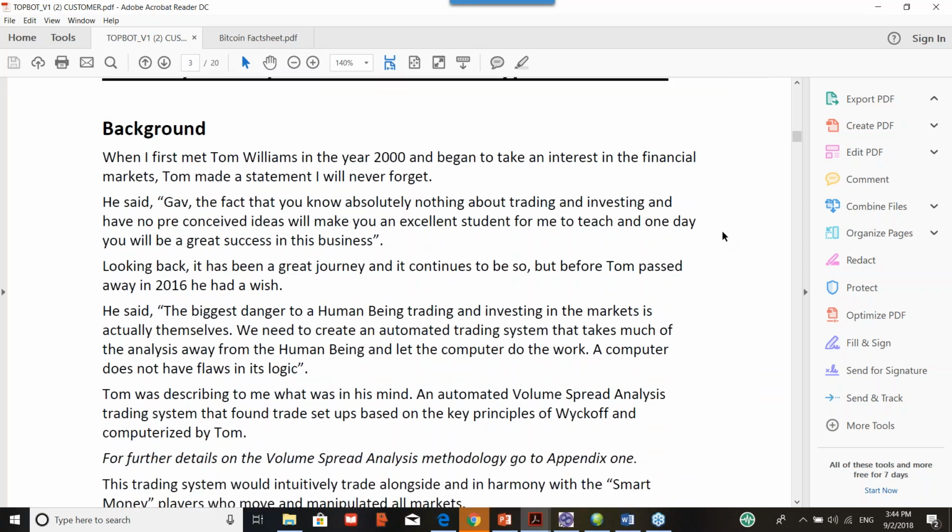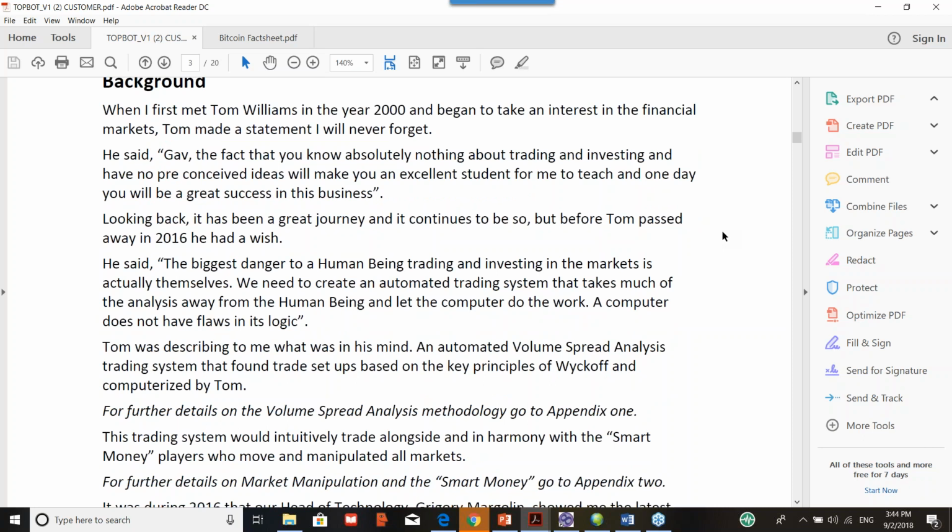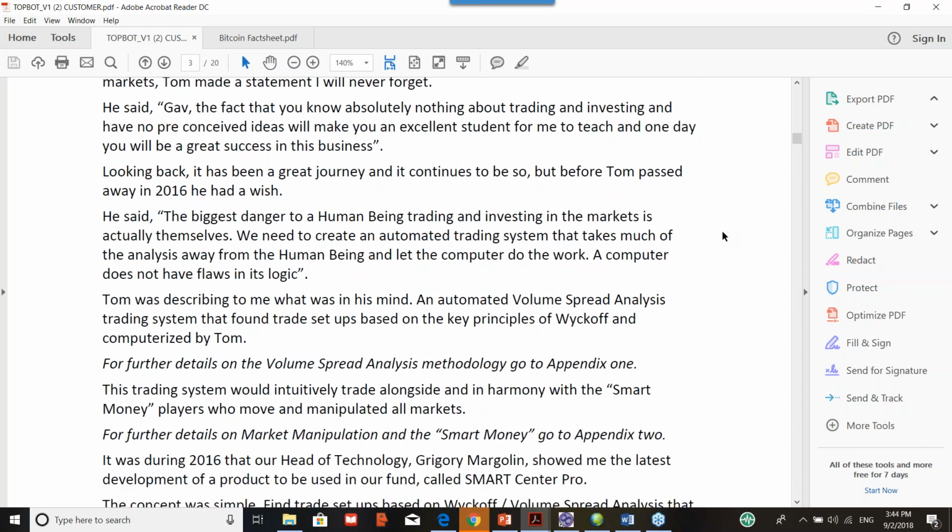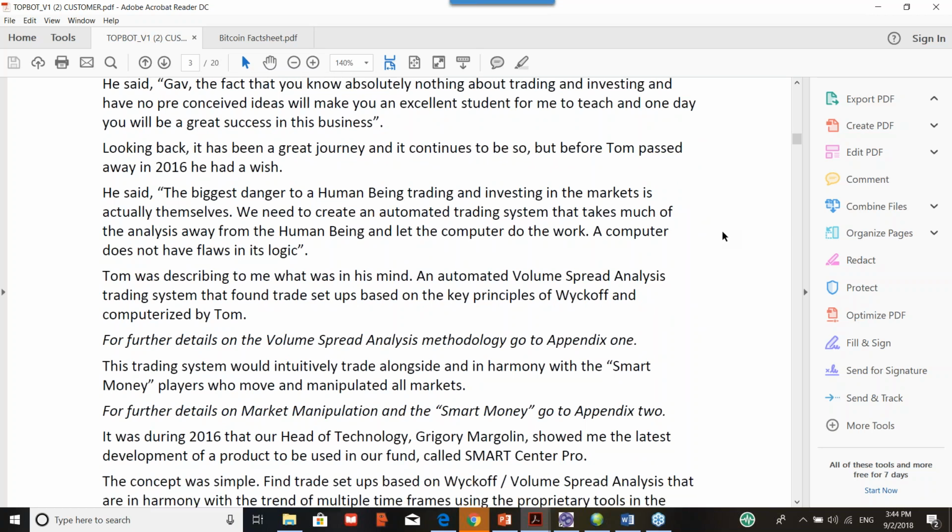When I first met Tom Williams in the year 2000, just before I began to take an interest in the financial markets, Tom made a statement I'll never forget. He said, Gav, the fact you know absolutely nothing about trading and investing and have no preconceived ideas will make you an excellent student for me to teach, and one day you'll be a great success in this business. Looking back, it's been a great journey, and it continues to be so.